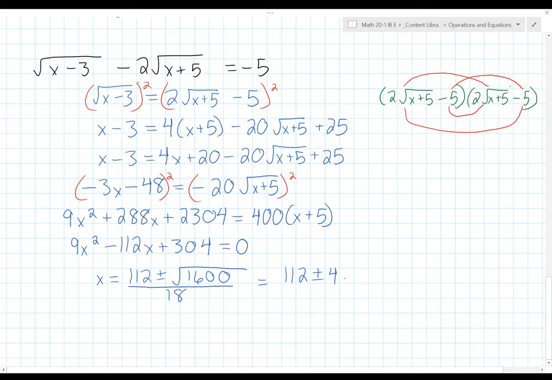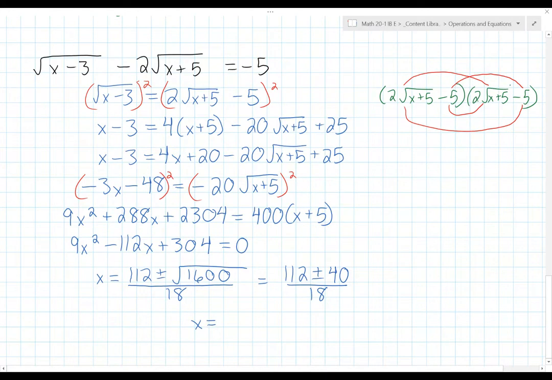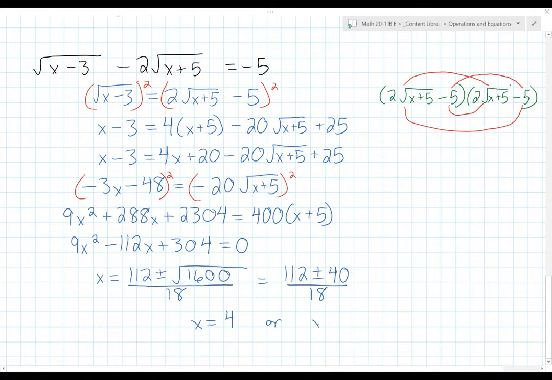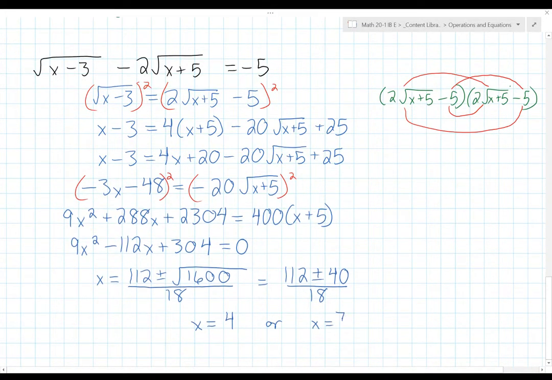So this is 112 plus or minus 40 over 18. If I subtract the 40, 112 minus 40 divided by 18, I get 4. And if I add it, 112 plus 40 divided by 18 simplifies to 76 over 9.